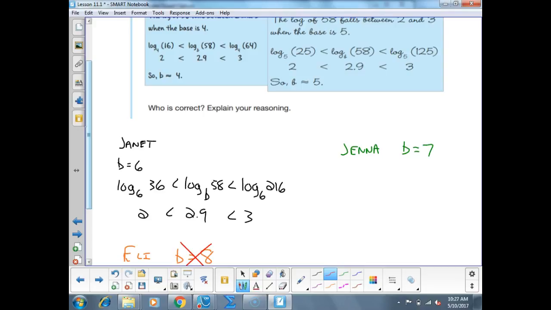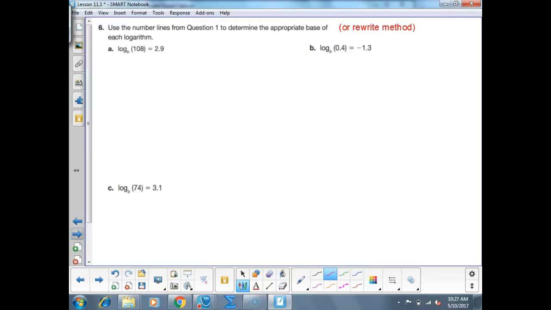Okay? Right? What I would like you to do now is find me the bases that make those 3 problems work. Alright, so I've seen a couple of different methods here, so I'll show you the couple of different methods that I've seen. Okay? So the first method would be to say, well, this is log base b of 108, and that's got to be 2.9. Okay? So 2.9 falls between 3 and 2.